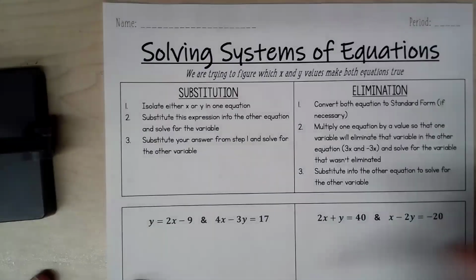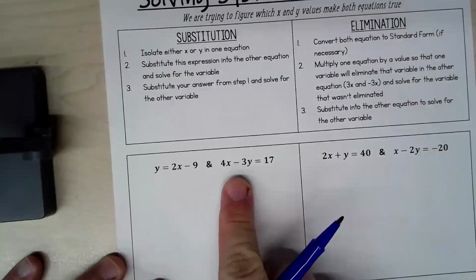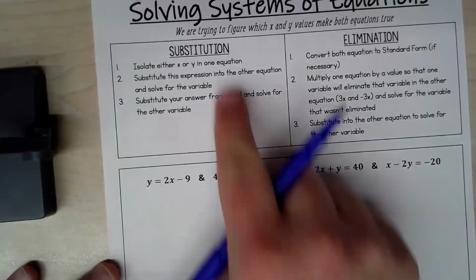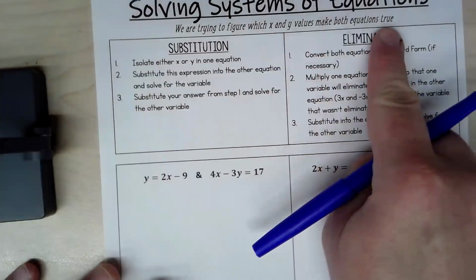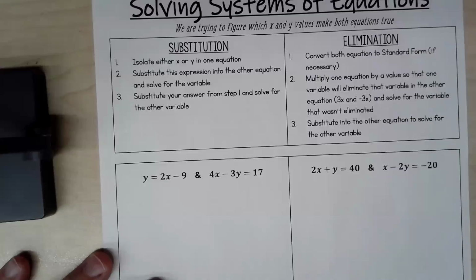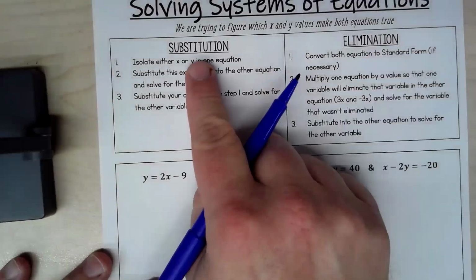Today we're talking about solving systems of equations. That means I have more than one equation and more than one variable. So we're trying to figure out which x and y values make both equations true. All right, and we've got two different ways we talked about: substitution or elimination. So let's talk about substitution first, right?